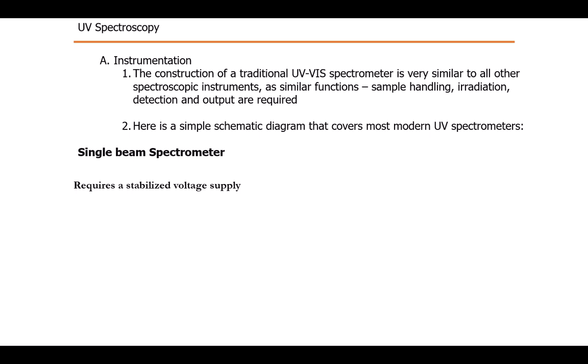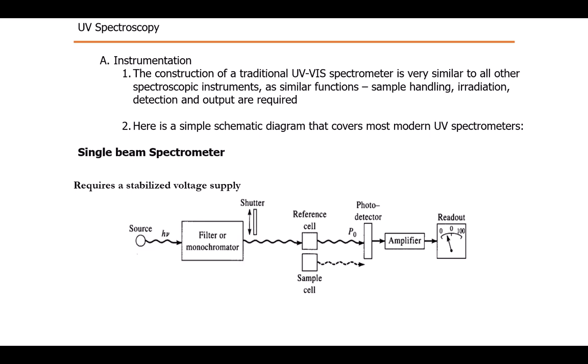As we talk about instrumentation, the construction of a traditional UV visible spectrophotometer is exactly similar to that of all other spectroscopic instruments, in which one takes a source, then a sample container, and then a detector, an amplifier and a recorder. We use the same type of diagram for UV visible spectroscopy. It's a simple single beam UV visible spectrophotometer.